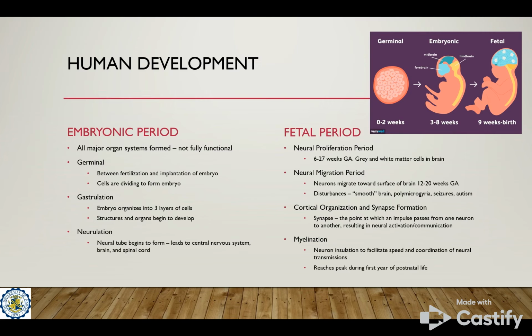Myelination, you'll watch a video on this. It is a neuron insulation that facilitates speed and coordination of these transmissions and formations. So it's kind of like how we insulate our house. It insulates the neuron to help this communication. And so the stronger the myelination, the stronger and more successful the communication is. This myelination reaches its peak during the first year of postnatal life, so the first year of the baby's life. But it's starting when the baby is a fetus.